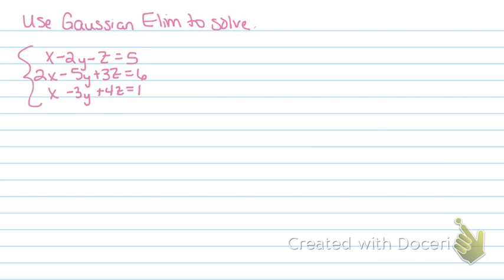Okay, example 2, and I didn't write example 2 up here, but let me do that real quick, just in case you need it. Alright, so example 2, directions again are to use Gaussian elimination to solve the following system. So let's stop real quick and let's go ahead and write our augmented matrix.